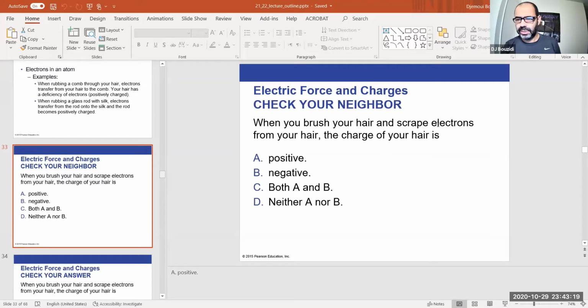When you brush your hair and scrape electrons from your hair, you remove the electrons, so the charge of your hair now has to be positive.